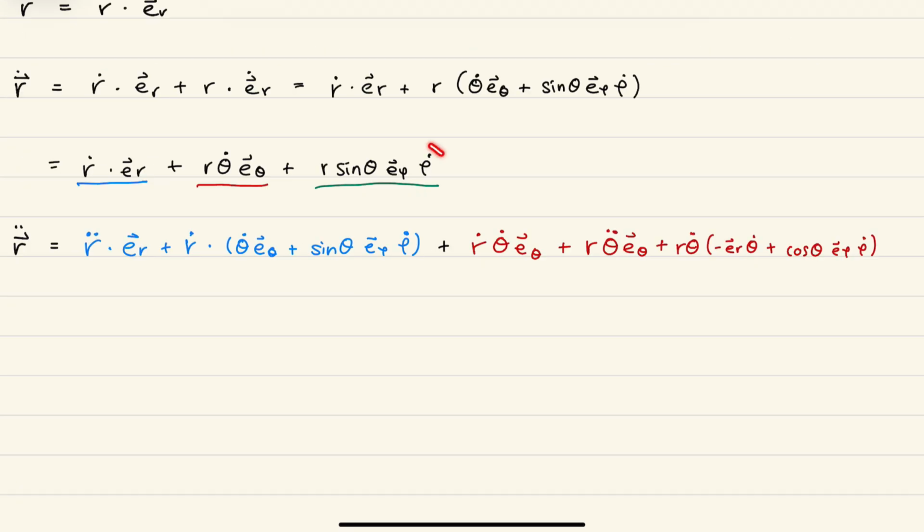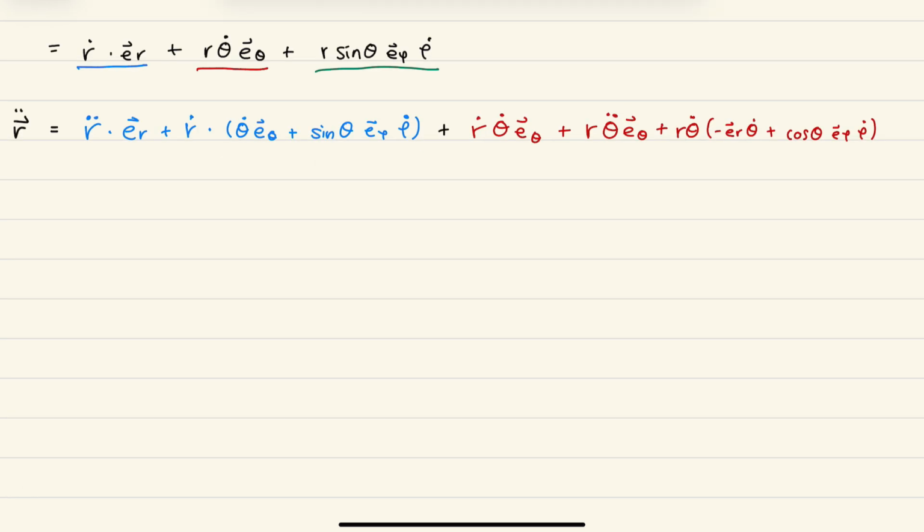Now we're going to take care of the green part, which is a quadruple product rule. Just like before, we're going to go from left to right. So for the first part of our quadruple product rule, we're going to differentiate the r and leave the rest as a constant. So we get r dot sine theta e phi phi dot.